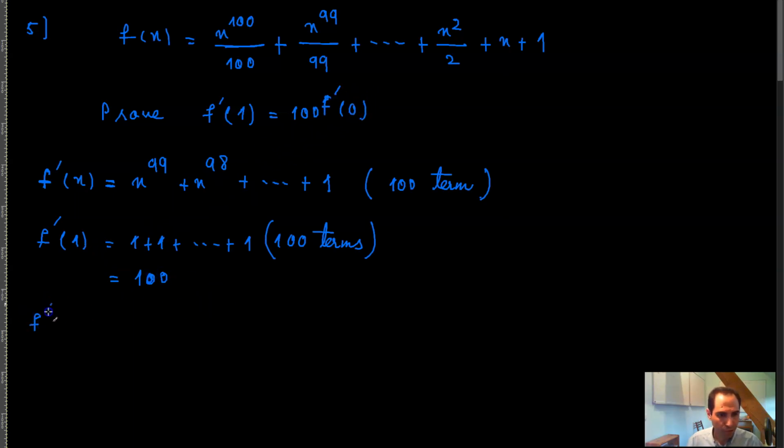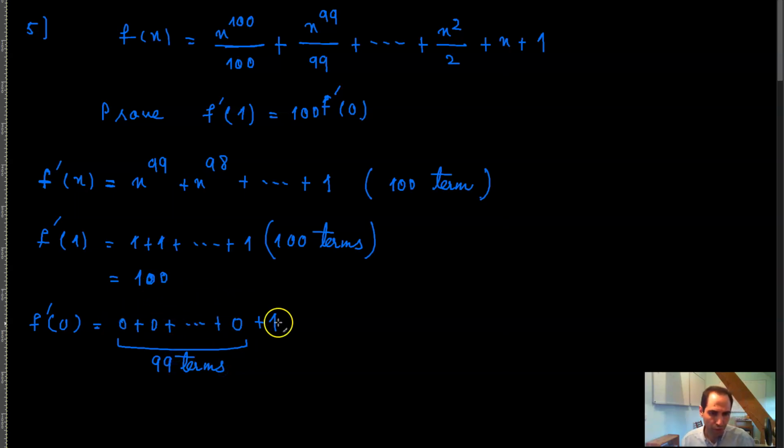And f prime of 0 is equal to basically 0 raised to the power anything is equal to 0. So you get 0 plus 0 plus 0 plus all the way up to 0, plus a 1, and this is 99 terms, which doesn't matter how many terms you have, but then you have a 1 over here at the end, which means that you will get a 1.